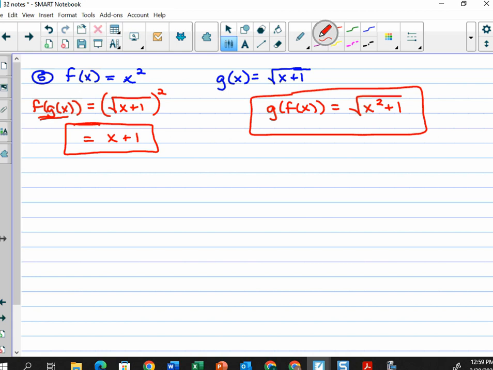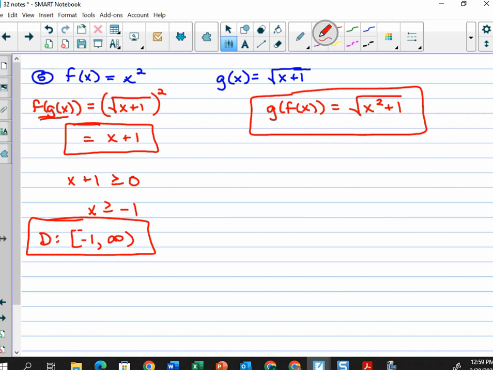Well, g of x, the inside function. Does g of x have any restrictions? Yes, it's a square root. So that x plus 1 must be greater than or equal to 0. So my domain is bracket -1 to infinity.